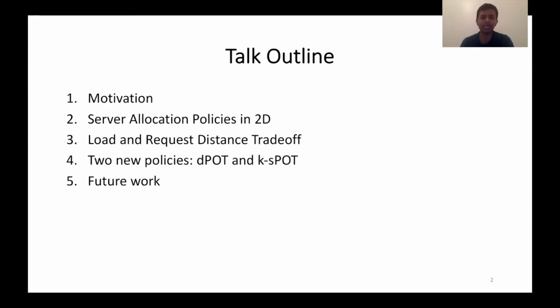So here is a brief outline of my talk today. First, I'll discuss the motivation behind this work, followed by various resource allocation policies available for users and servers that are distributed on a two-dimensional Euclidean plane. And then I'll briefly discuss a few performance metrics associated with these allocation policies, such as load and request distance. Followed by that, I'll introduce two new policies, dPOT and KSPOT, as we call them, and a few simulation results associated with them. And lastly, I'll discuss a few future works.